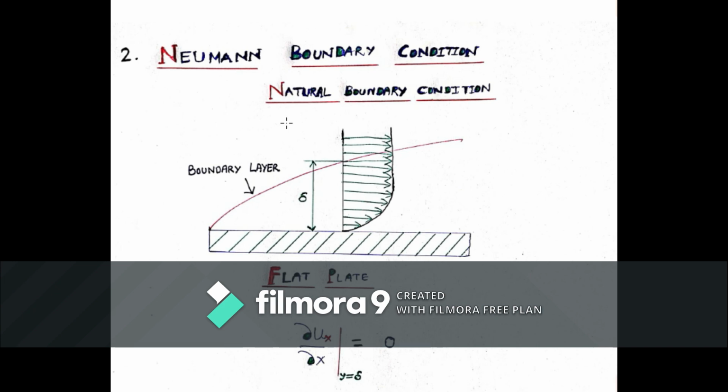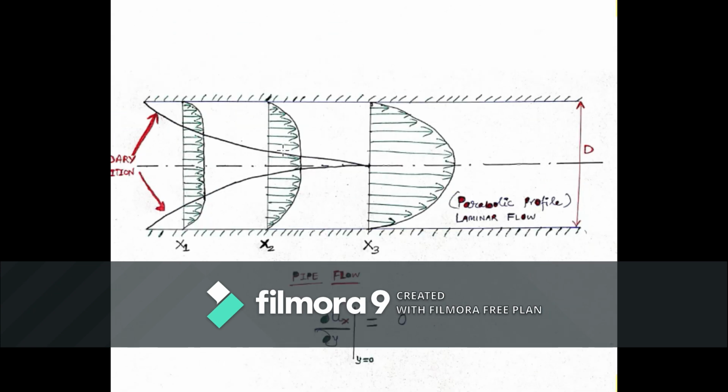I will take another example for making you better understand the Neumann boundary condition. This will be on pipe flow.